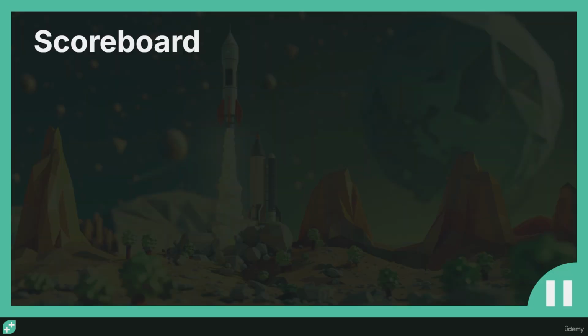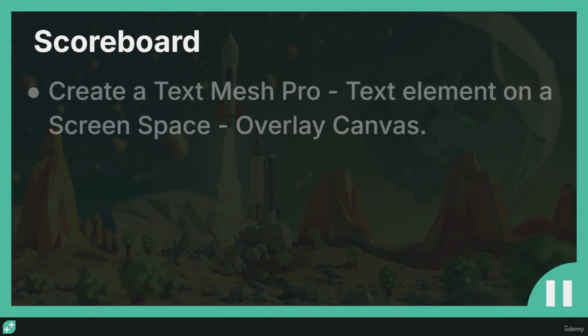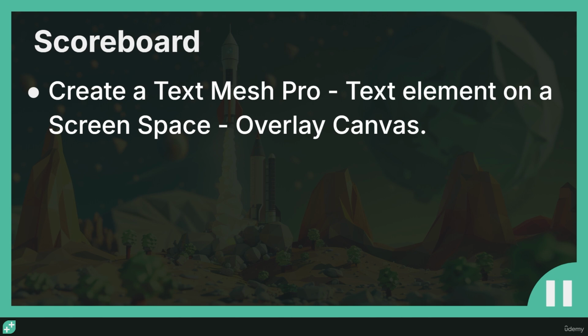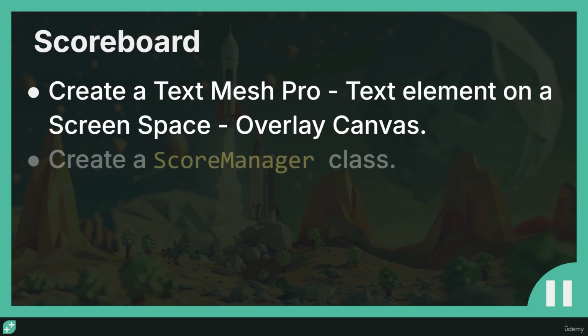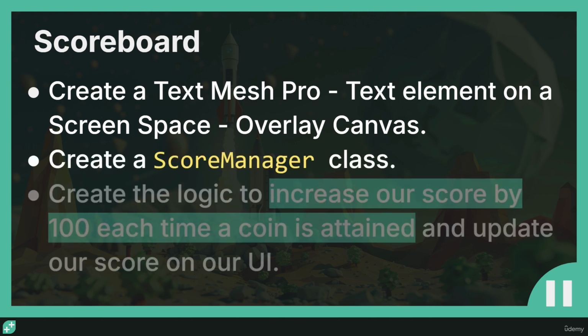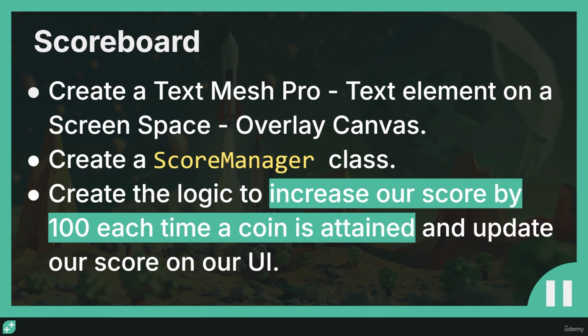Your challenge, should you choose to accept it, is to create an entire score manager class all on your own. Create a Text Mesh Pro text element on a screen space overlay canvas, create a score manager class, and in that score manager class, also in the coin, you'll have to create the entire logic on your own to increase our score by 100 each time a coin is attained and update our score on our UI.